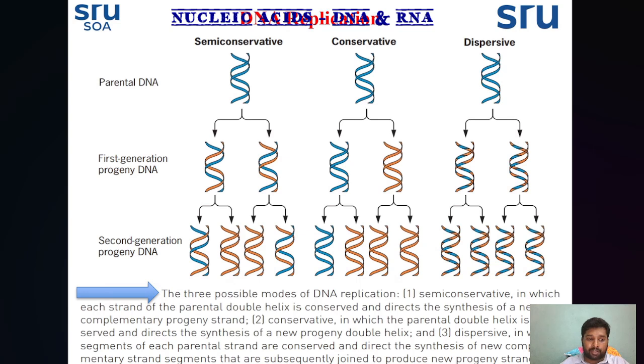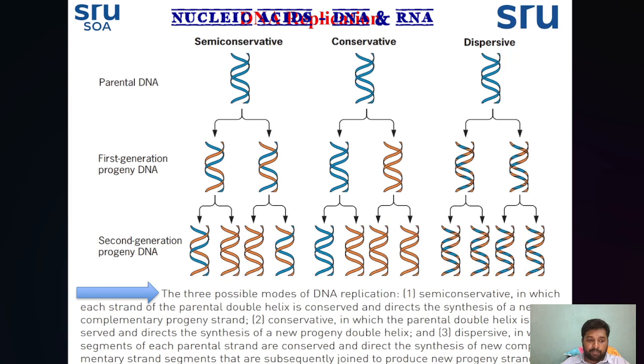It is there in the figure that the first generation of progeny is a mixture of old and new segments. Each progeny molecule would have both old and new segments along its length. That is dispersive. And the second one, conservative.